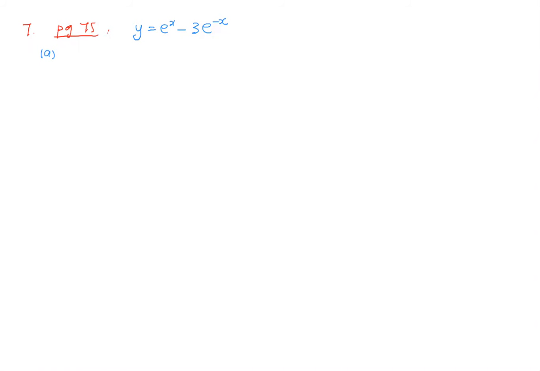Someone has given me the x and the y intercept already. Can you do part A? Okay. Y-intercept: you put x equal to 0. So 1 minus 3, that is -2. So for the x-intercept, you have to put y equal to 0.